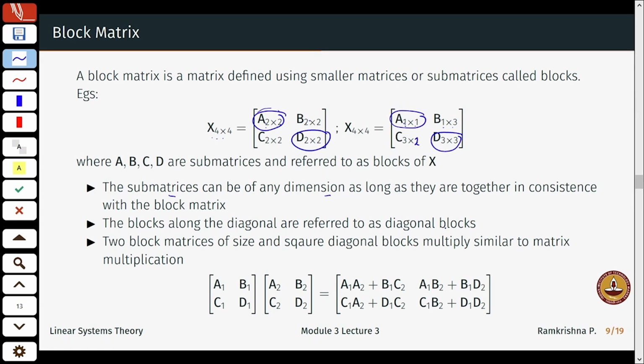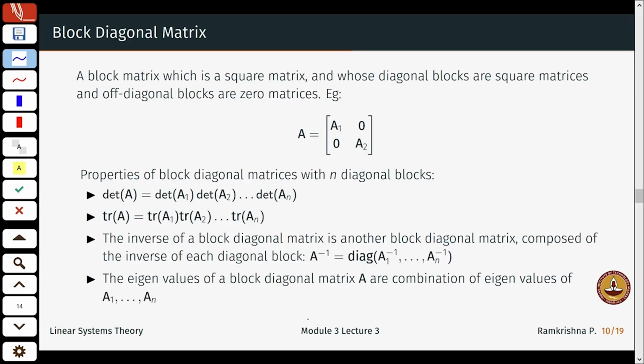And a nice property of this is the following. If I have blocks A1, B1, C1, D1 and A2, B2, C2, D2, they just multiply according to the standard multiplication norms of A1 times A2 plus B1 times C2 and so on. So, this is pretty standard, and that is a nice-looking thing that will help us.